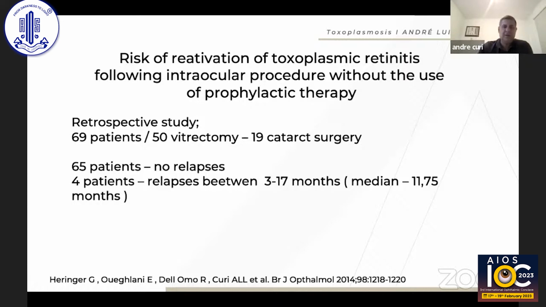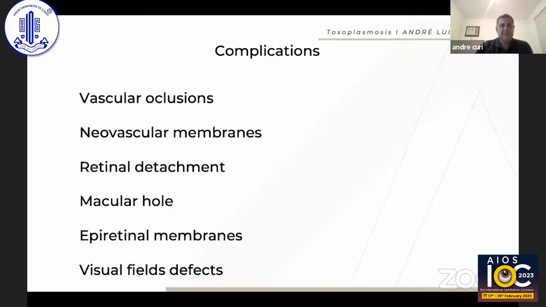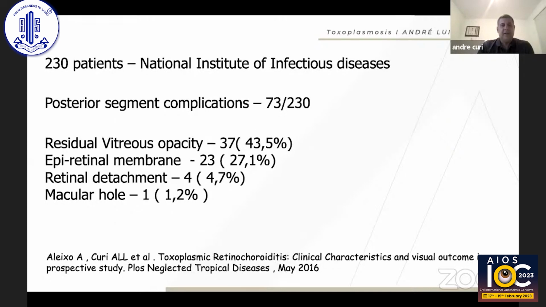And if you think of the number of cataract surgeries and the number of patients with scars in the back, we don't see many relapses in ocular toxoplasmosis following intraocular surgery. And there's a lot of complications you do see in toxo: vascular occlusion, neovascular membranes, retinal detachment, macular hole, epiretinal membranes, and visual field defects. And that's why in the majority of patients, we do use steroids to try to avoid vitreous or improve the vitreous inflammation. In 230 patients in the National Institute of Infectious Diseases in Brazil, we had 33, almost one third of the patients present with ocular complications.